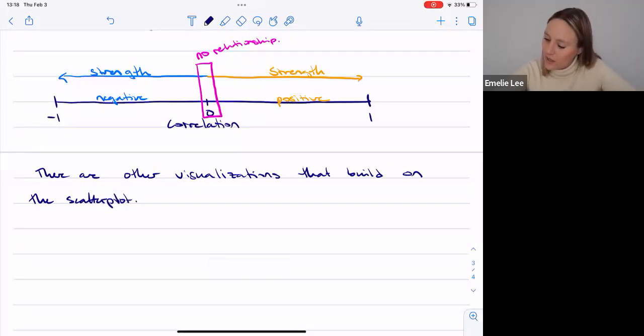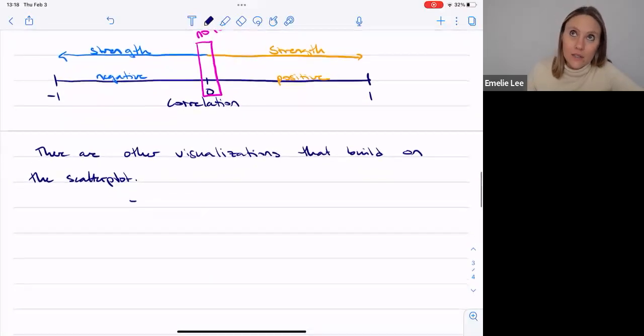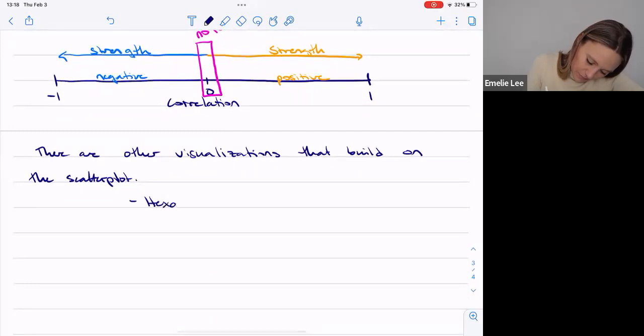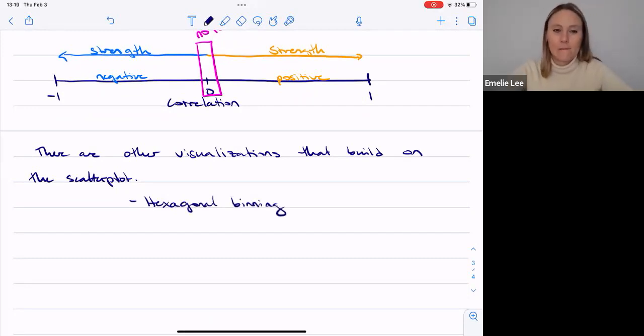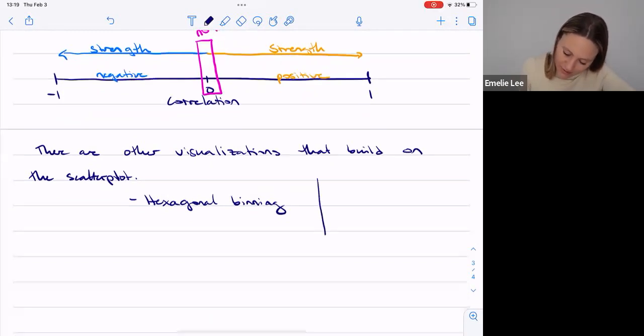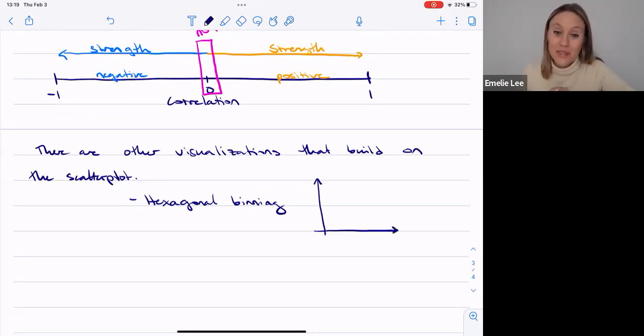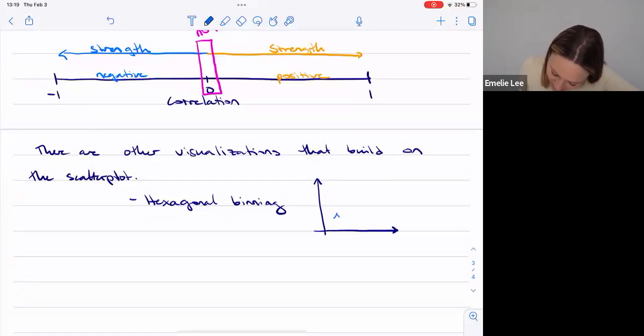Some of those things are, let me see here, hexagonal binning. Ooh, okay. Hexagonal binning. What's that going to look like? Well, it's going to be a scatter plot. Okay, so like I said, they're all built on scatter plots. But what happens is there's little, and I can't remember what a hexagon looks like.